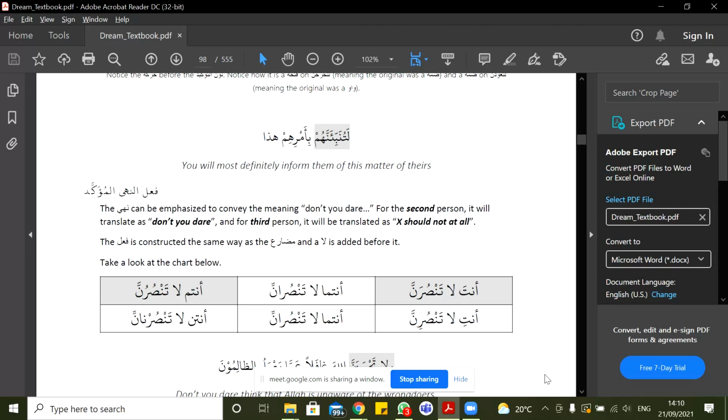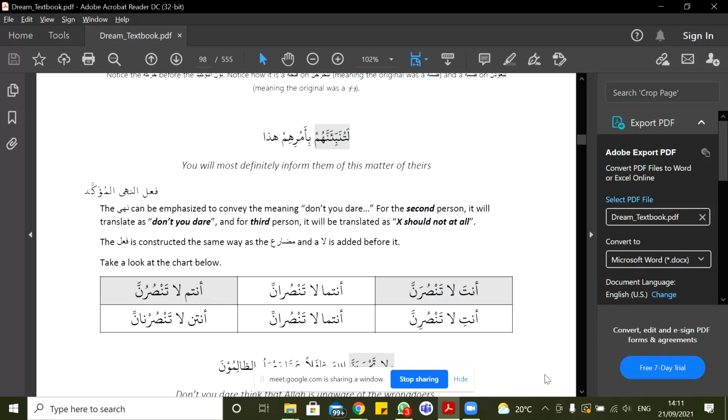Tanabbe'a means you will inform. With the noon, it becomes most surely, definitely you will inform them. Be amrihim, about their affair, about their matter.